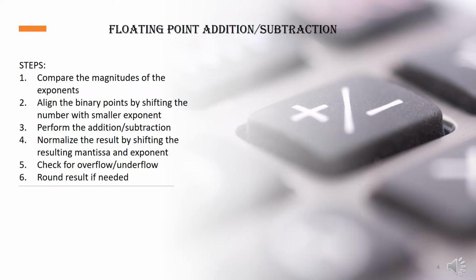The steps of adding or subtracting two floating points are: 1. Compare the magnitudes of the exponents. 2. Align the binary points by shifting the number with the smaller exponent. 3. Perform the actual addition or subtraction. 4. Normalize the result by shifting the resulting mantissa and exponent. 5. Check for overflow or underflow, which will be discussed in the following slide. And finally, round the result if needed.